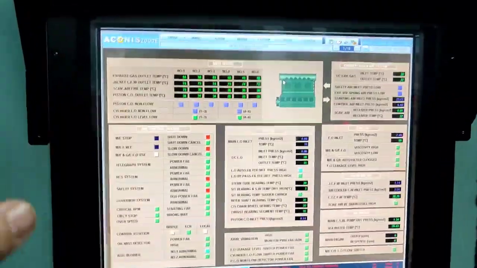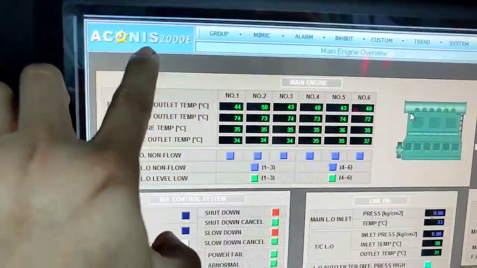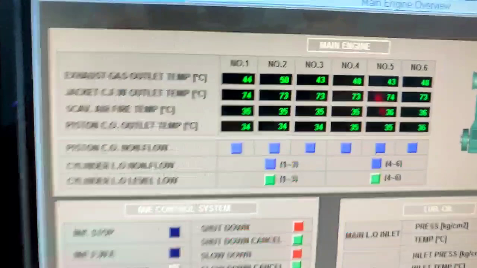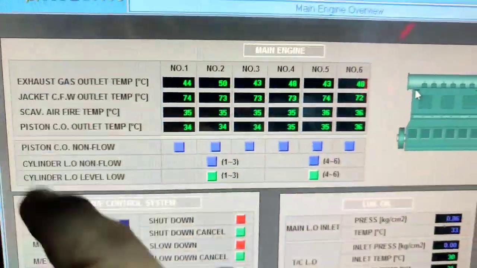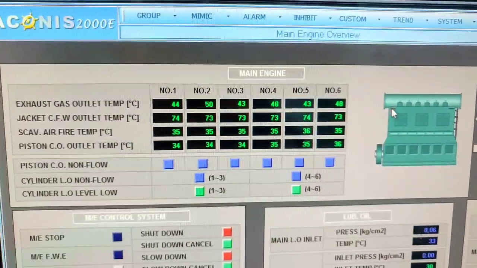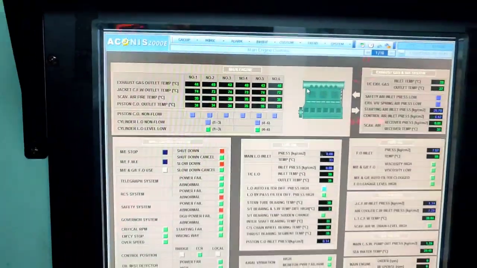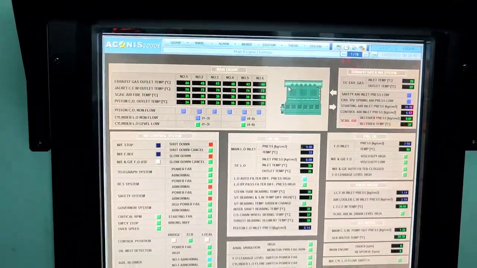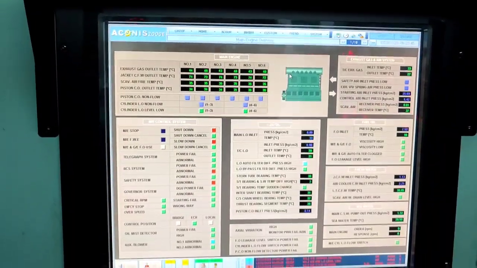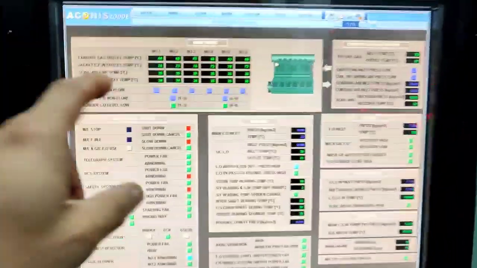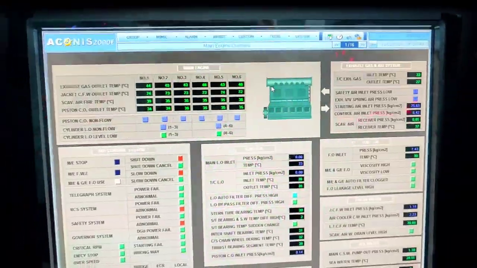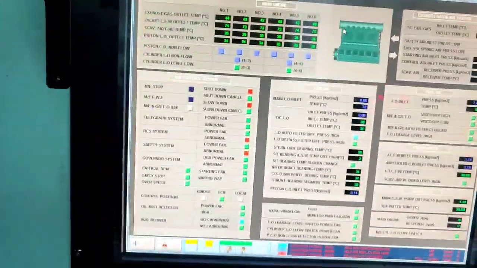Good day. I will show you our AMS Aconis 2000e. It is our alarm monitoring system, exhaust gas outlet temperature, jacket outlet temp. We need to simulate that one by changing the set point. This is a very easy simulation.